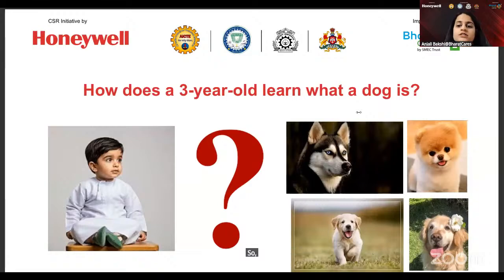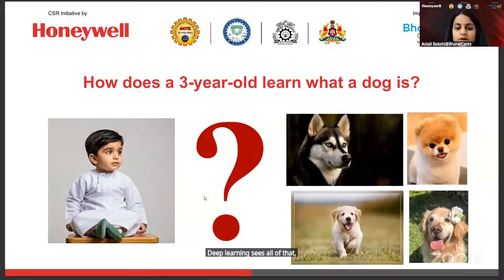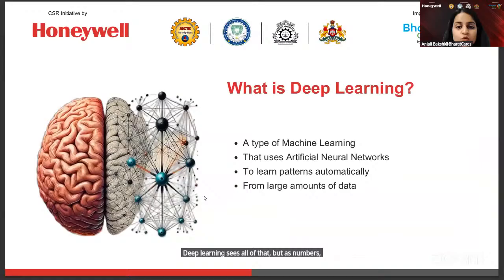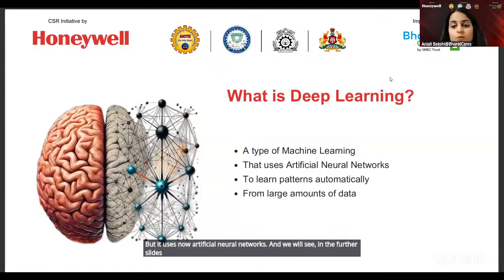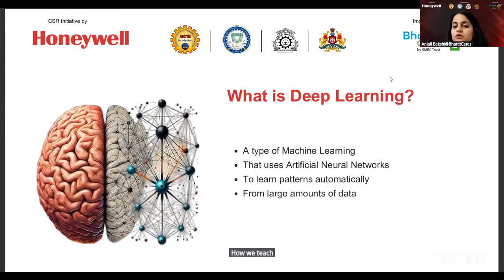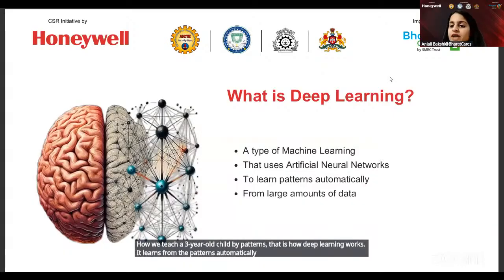So deep learning works in a similar way. Deep learning sees all of that, but as numbers. How? Let's move on. For example, what is deep learning? Let's see first that it is a type of machine learning only, what we were doing till now, but it now uses artificial neural networks. We will see in the further slides what a neural network actually is. But my point here is how we teach a 3-year-old child by patterns. That is how deep learning works. It learns from the patterns automatically. We need not define any rules.